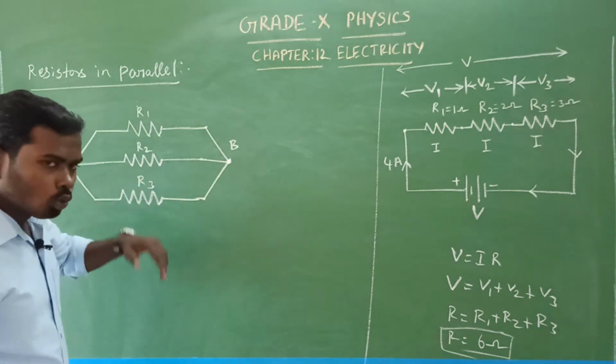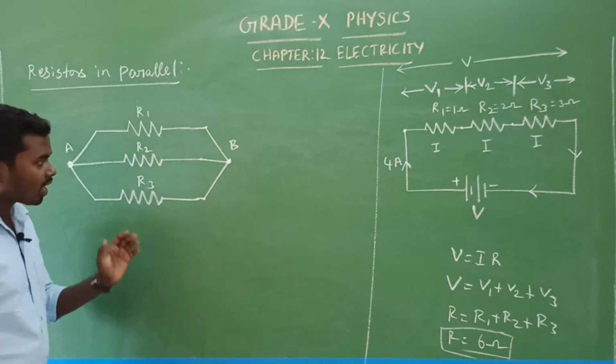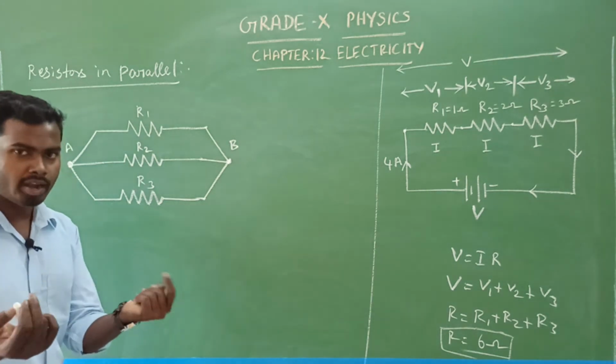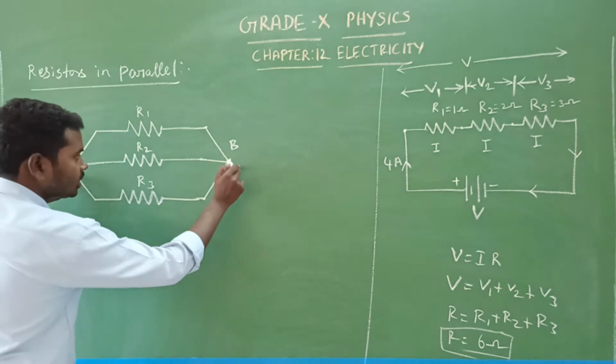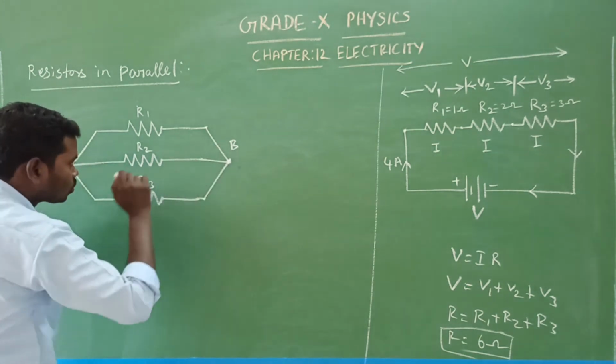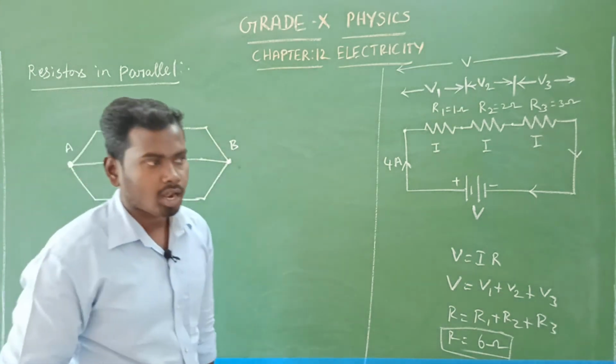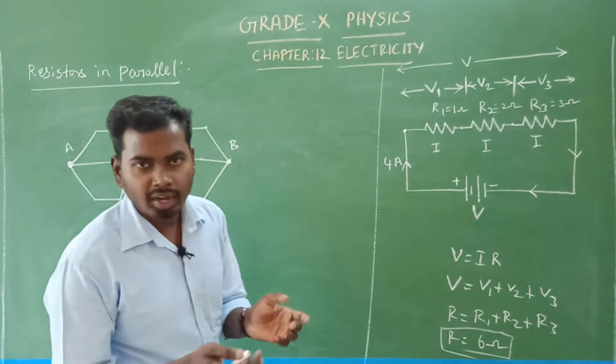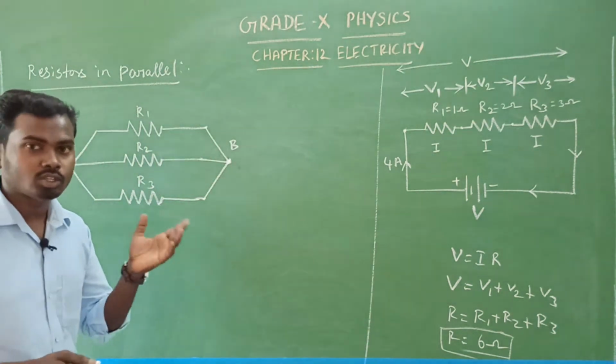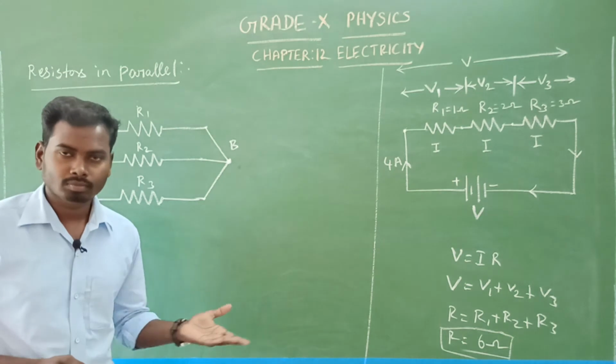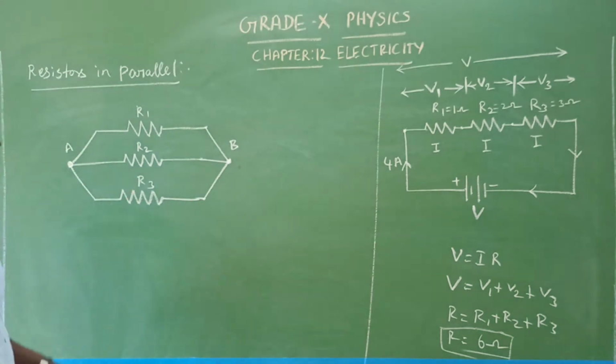So when two or more resistors are connected between the same 2 points, this is point A and that is point B, am I right? So whenever two or more resistors are connected between the same 2 points, then the combination of resistors is said to be in parallel. Very simple. That is parallel.